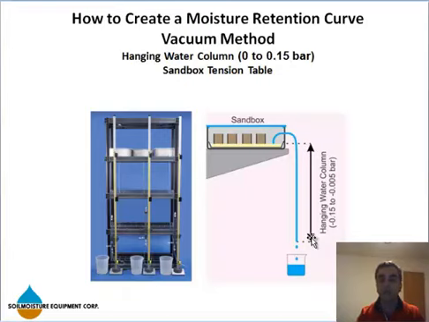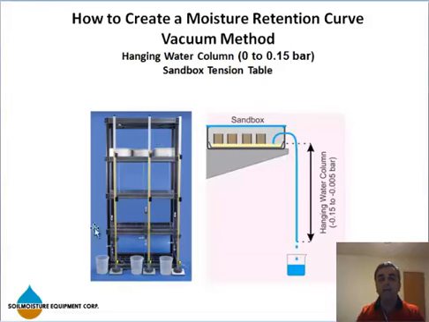The most important problem with a hanging water column is that its range of application is limited, because you need to elevate your sample in order to be able to apply vacuum. In other words, for example, if I would like to apply 0.3 bar of vacuum, I have to elevate my sample, the whole system, by 3 meters or 15 feet, which may or may not be convenient for people.